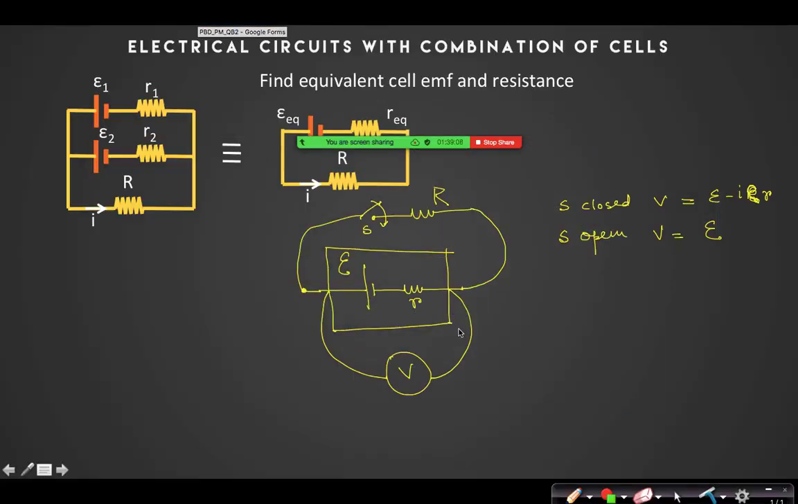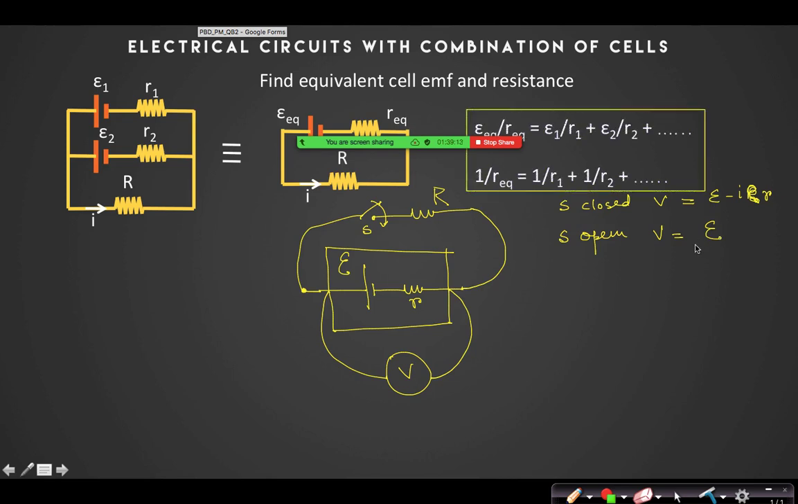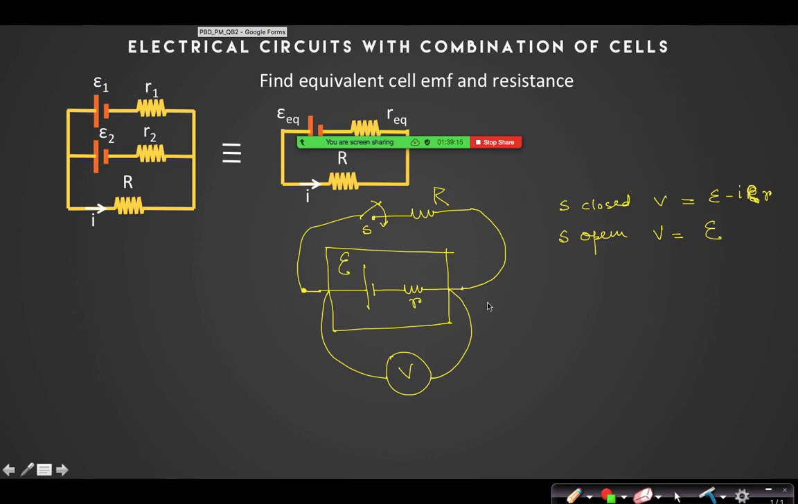The battery will send a current I, and you will find that the potential difference across that battery is V minus V equal to E minus IR. And if the switch is open, then there is no current flowing through the battery. And if there is no current, then what will be the reading of the voltmeter? That is simply E, or not?